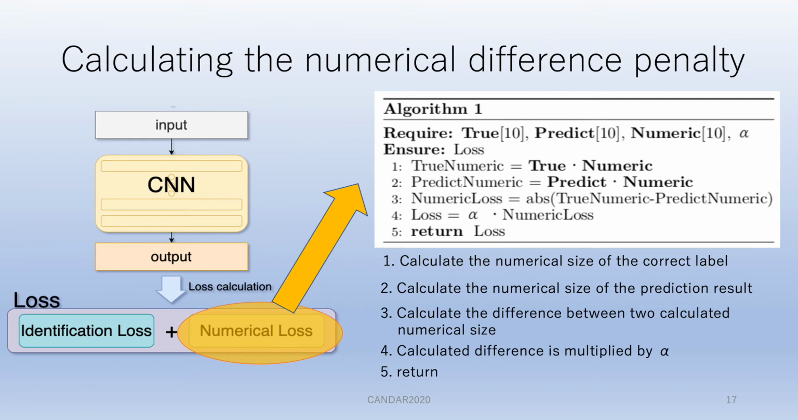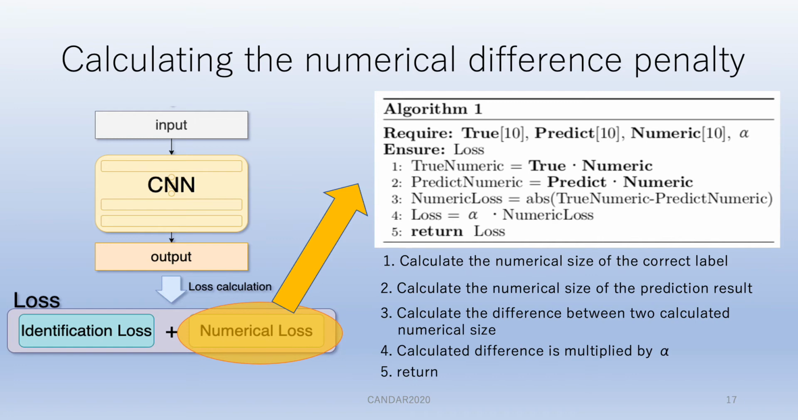Here, I'll talk about the proposed algorithm for calculating the numerical difference penalty. Like this, algorithm 1 was proposed as a method to calculate the numerical loss. Algorithm 1 requires a one-hot vectorized correct answer label, true, and a predicted result, predict, and numerical information for each label as numeric. In addition, we also provide alpha as a hyperparameter to control the effect of the loss.